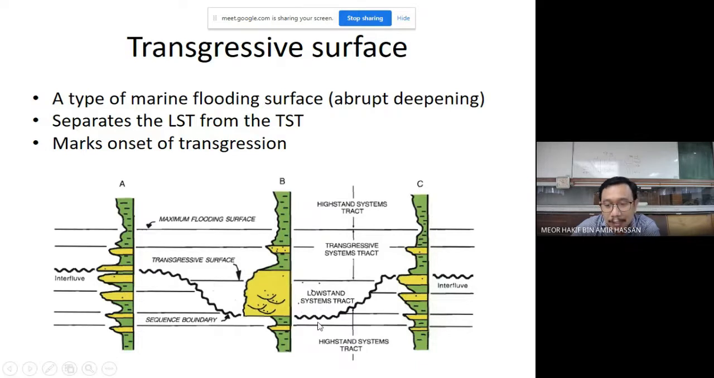Okay. Another thing, in incised valleys, it's going to be easy to separate between SB and TS. But on the interfluves, because you don't have any lowstand, the two surfaces merge, dia bergabung di satu. There'll be an SB plus a TS on the interfluves.